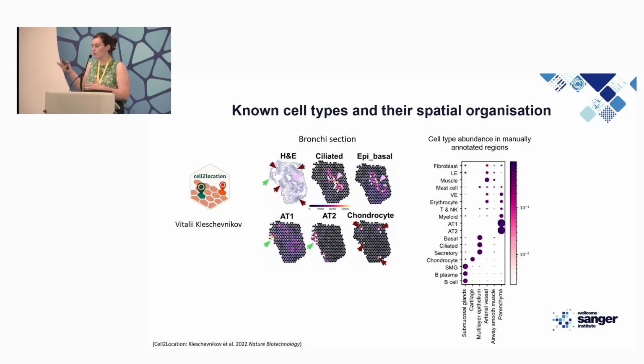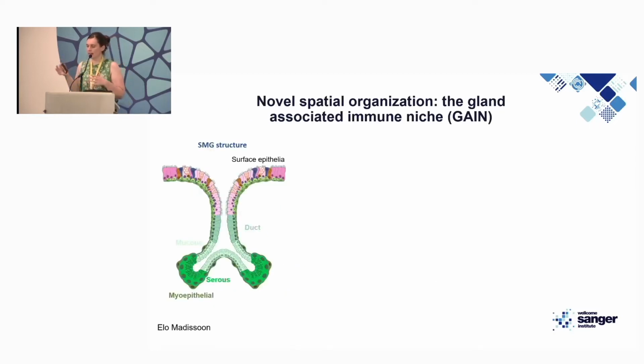And so this is an example of one section, but we can also look across all of our 20 sections and look at the cell type abundances in these manually annotated regions to again show that AT1, AT2 cells are mapping exclusively to the parenchyma. And so the confidence that we have in these technologies means that we have the scope to discover novel cellular organization. And a really key novel aspect that we found in our study is this gland-associated immune niche, or GAIN.